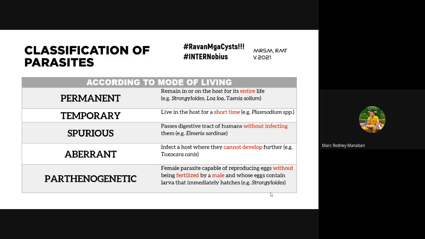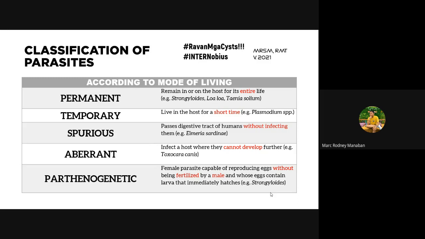For example, Plasmodium. As you will see in its life cycle, Plasmodium only resides within humans for a short period of time until it develops into a stage. Once this stage is achieved, it is picked up by the mosquito, and within the mosquito another life cycle or development happens. That's the point of temporary: only a short period of time.